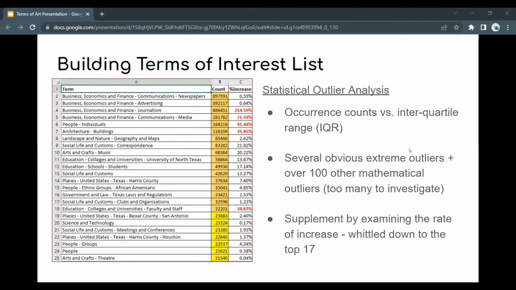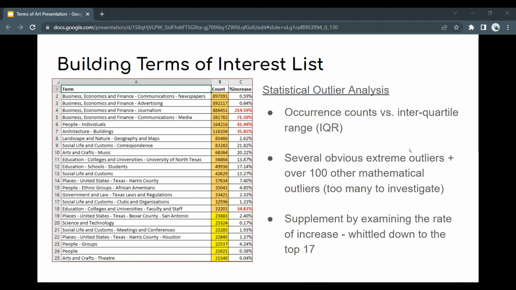As I mentioned earlier, the first step of my project was to build a terms of interest list, which was comprised of UNTL-BS terms that I thought would benefit from being expanded with the addition of additional terms. To do this, I used 3 primary methods. The first of these methods was a statistical outlier analysis, which examined the occurrence rates of each of these terms in relation to the interquartile range of the entire data set.